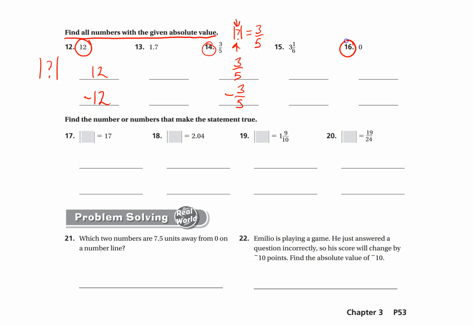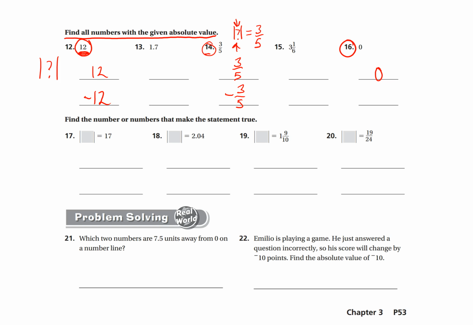Now number 16 is an exception because you can't have a negative 0. So there's only one answer here, 0. Okay, all right. If you're having trouble with 13 and 15, you can raise your hand, but again, you're following the same pattern. You're doing it the same way we did 12 and 14.